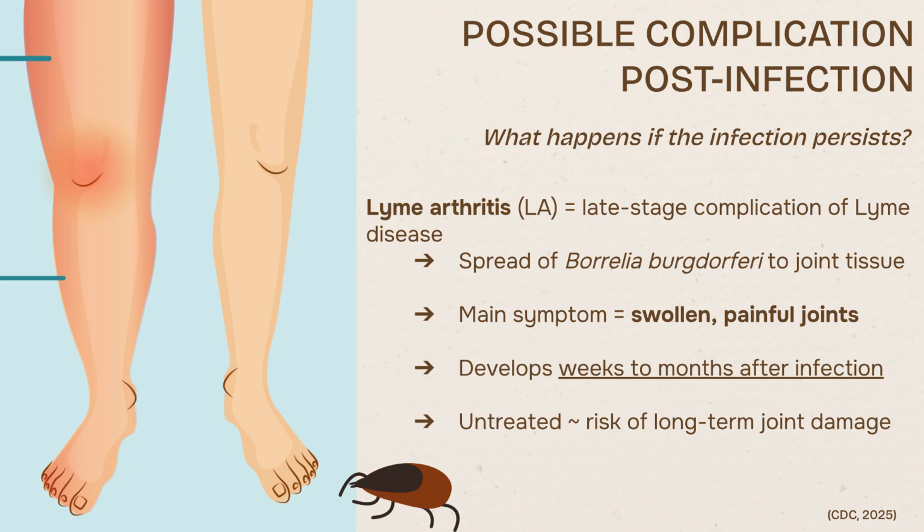The good news is that Lyme arthritis is treatable. Most patients improve within a 4-week course of oral antibiotics, especially when it's caught early. However, if it's not treated properly, it can lead to permanent joint damage. In some cases, symptoms may persist even after treatment, but this is usually due to the immune system rather than an ongoing infection.